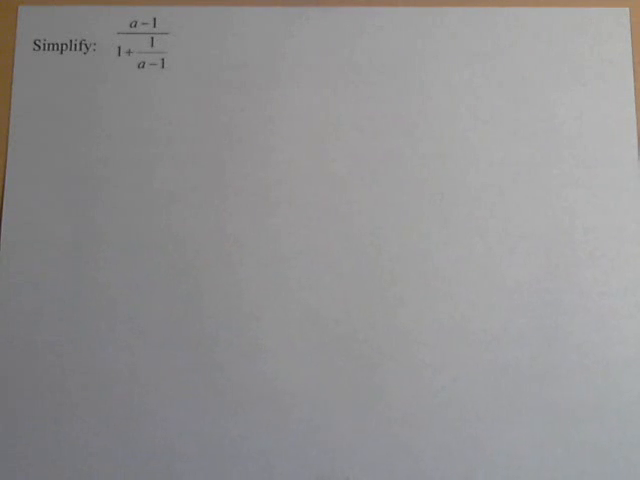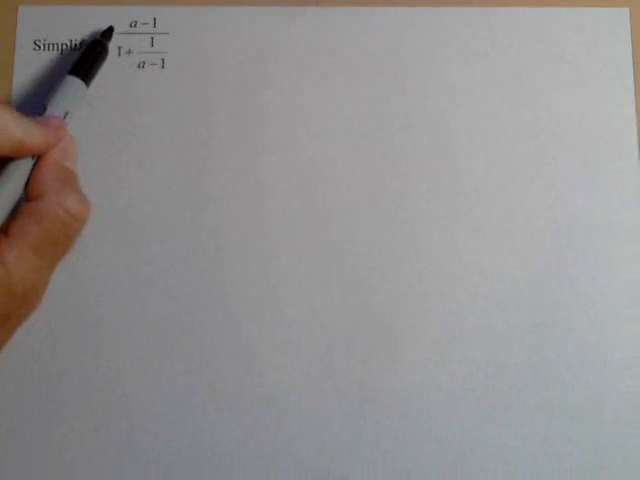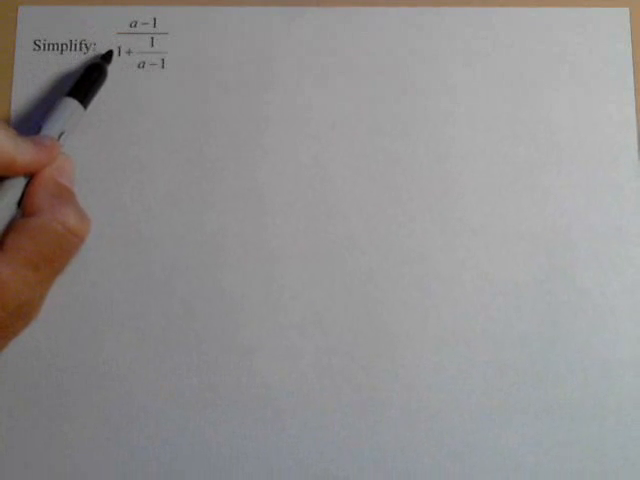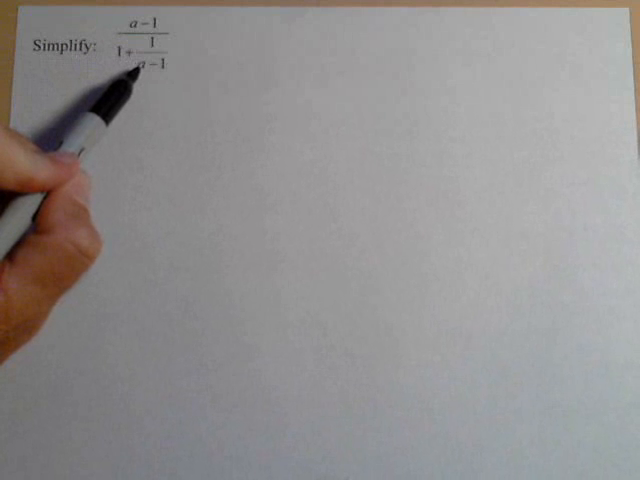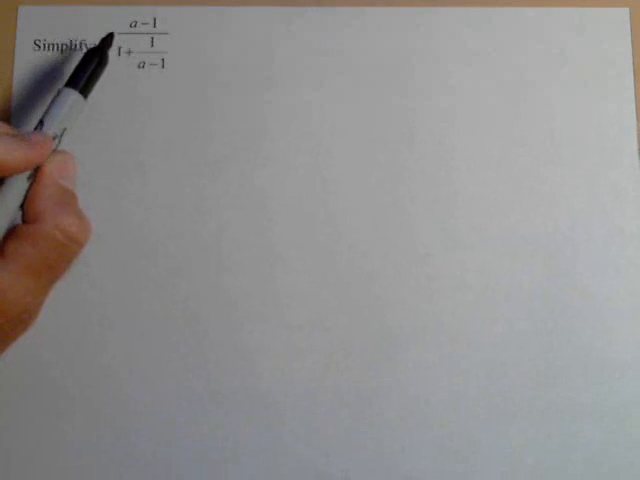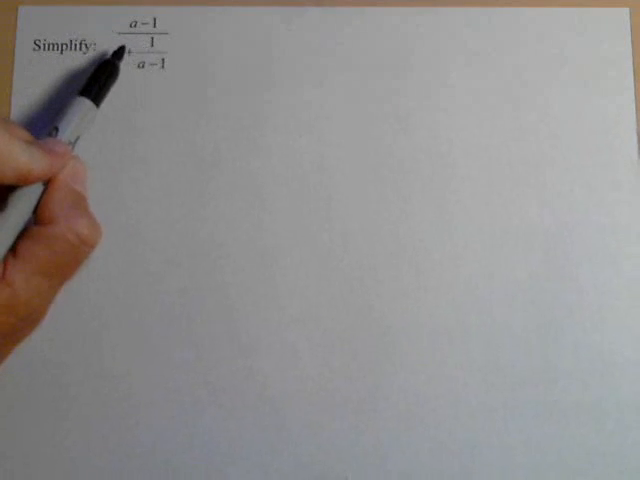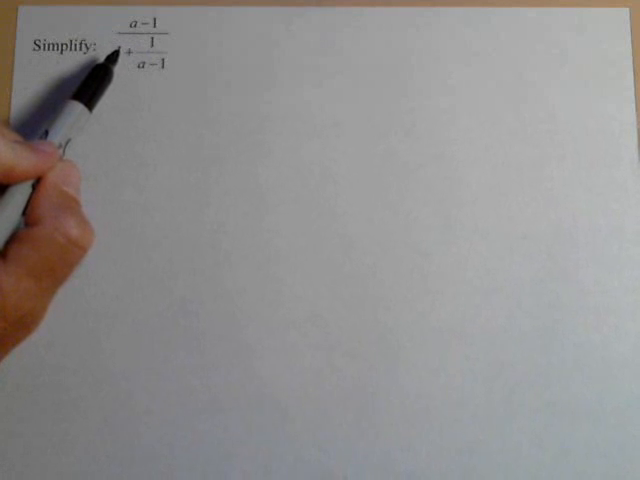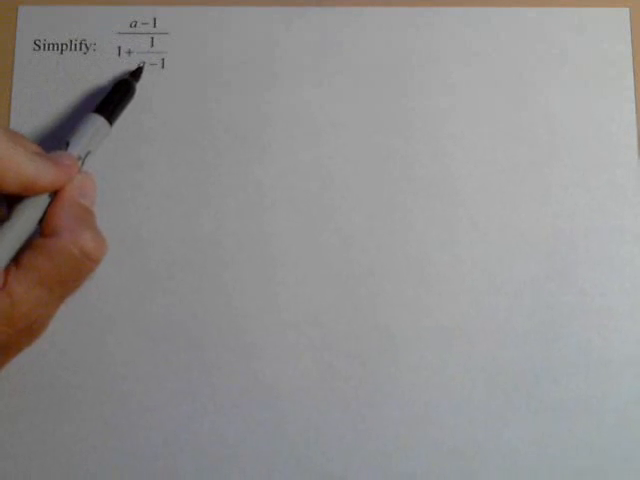In this video, we're going to look at simplifying an expression that contains a fraction within a fraction. So here's our expression, a minus 1 over 1 plus 1 over a minus 1. Now the big issue here is we don't want to leave a fraction in another fraction. So there's a nice technique that helps us get rid of it.